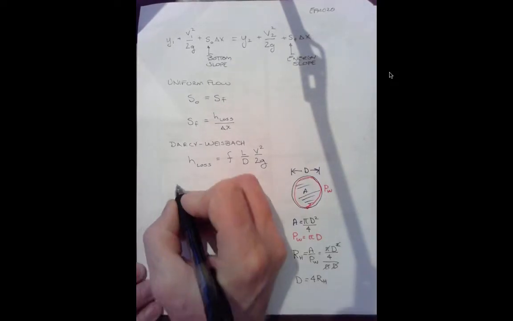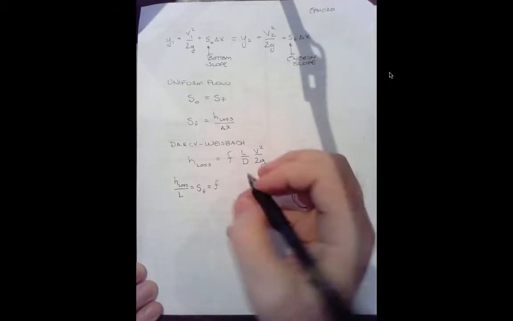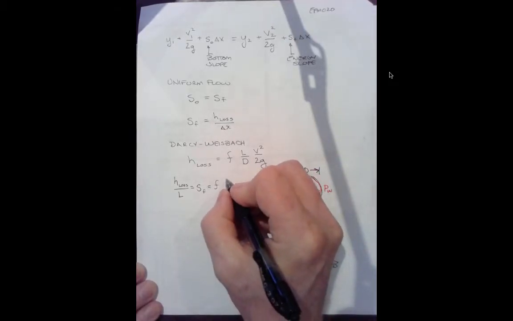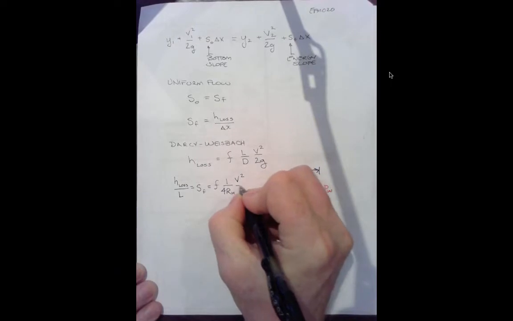Now obviously they're not full, but we can substitute that and maybe we can find a correlation suitable for Darcy-Weisbach application. And in fact, that has been done by others, and it's reported in our textbook. So head loss per unit length equals the friction slope, which is equal to friction factor as yet undetermined, 1 over 4 times the hydraulic radius times v squared over 2g.